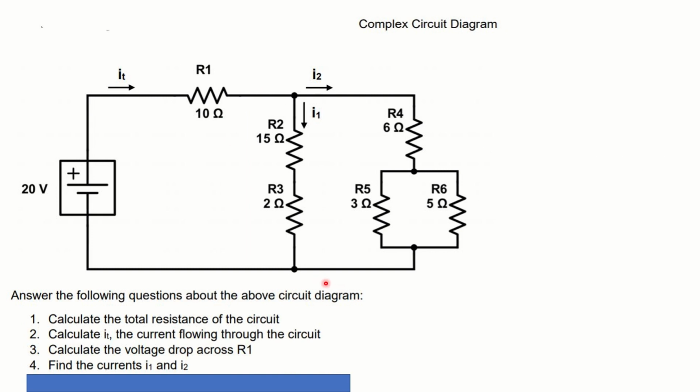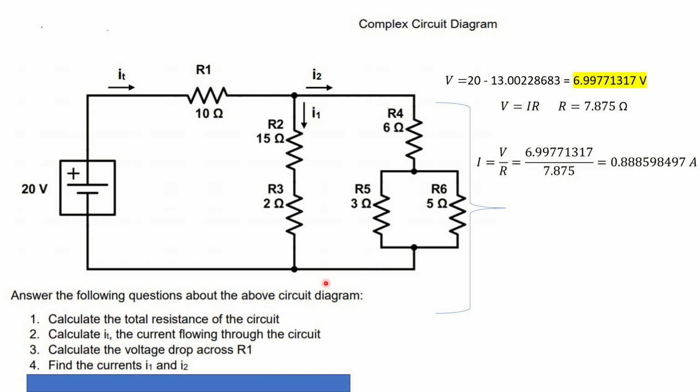Okay, next section is the current across I2. So once again, we know the total voltage of that section is almost 7 for the same reason as the other one. We know Ohm's law, and we know the total resistance of that section because we calculated it way back at the beginning, 7.875. We just got to do the same thing again. Plug in our different numbers, and we get 0.888598497 amps. That rounds us to 0.9.